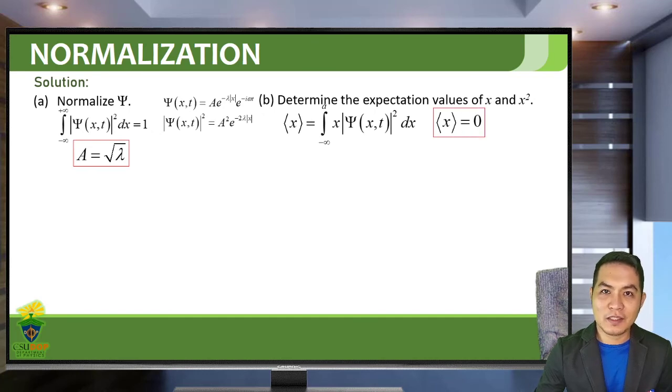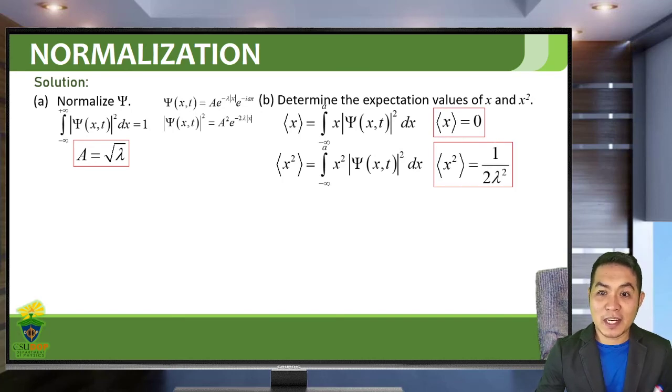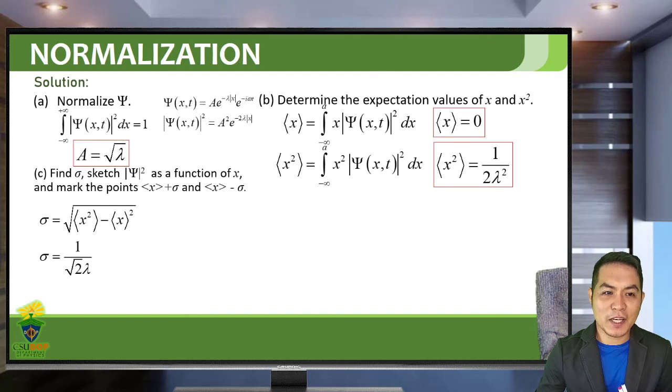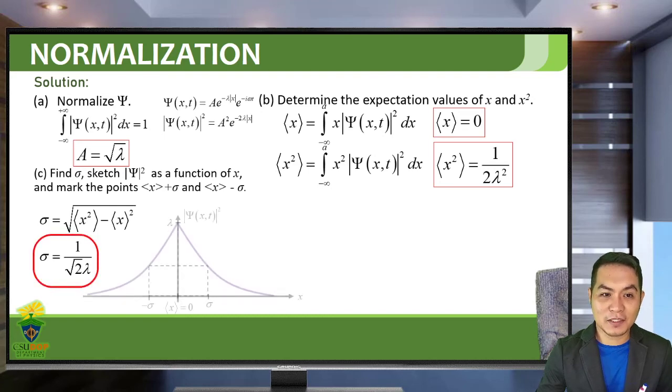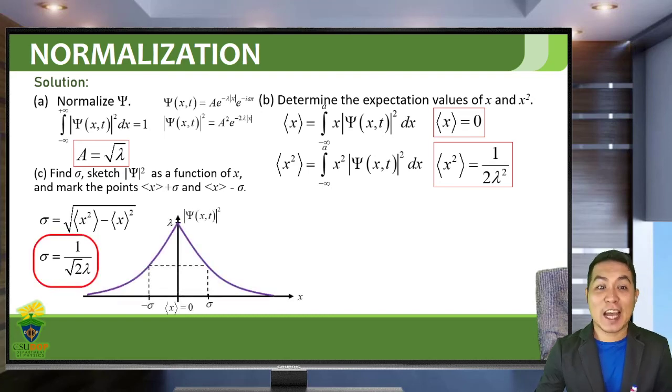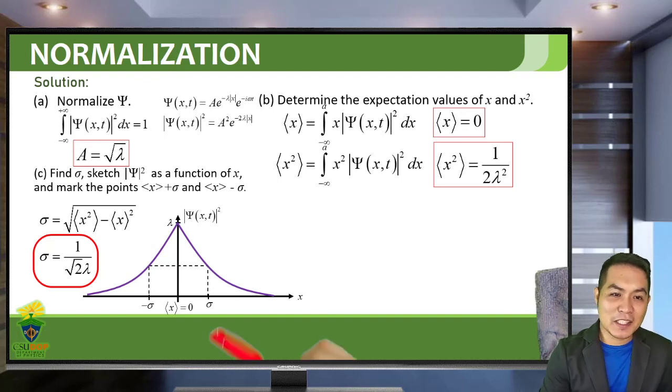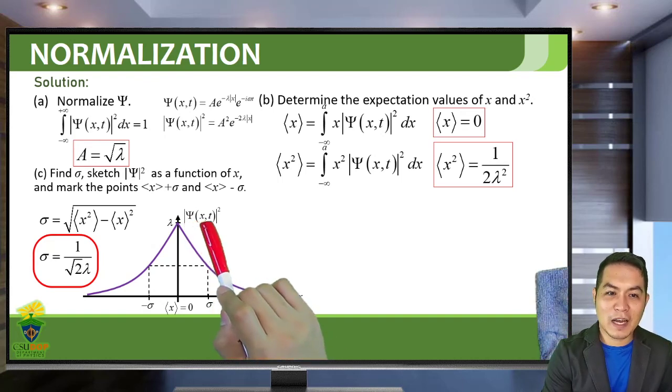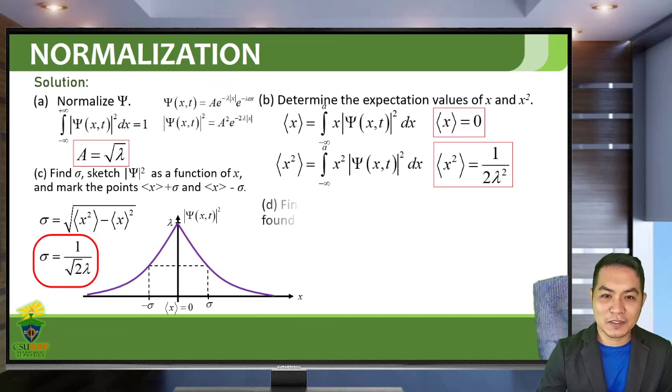The expectation value of x is 0. The expectation value of x squared is exactly the same, 1 over 2 lambda squared. And the standard deviation is 1 over square root of 2 lambda. The sketch is exactly the same, but instead of rho here, we now have absolute value of psi squared.